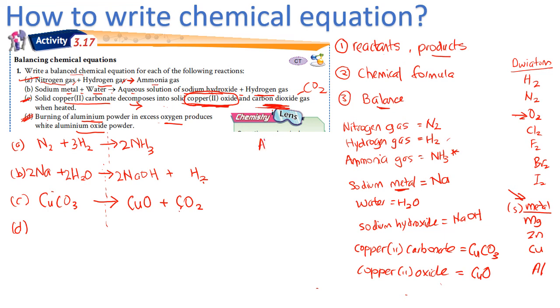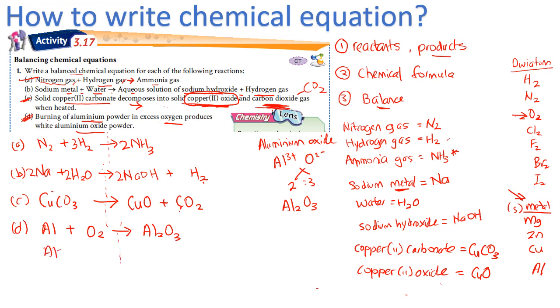Now, how about aluminium oxide? What is the formula? Aluminium is Al3+, oxide is O2 minus, so the ratio is 2 to 3. So the formula is Al2O3. Now we try to build up the chemical equation. Aluminium powder, Al, plus excess oxygen, O2, to form aluminium oxide, Al2O3.